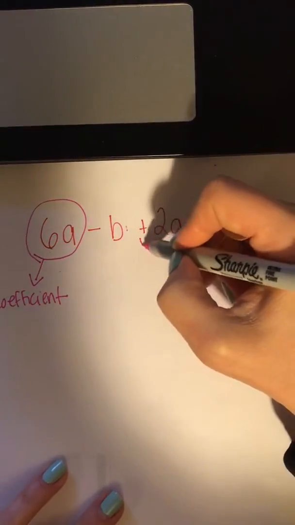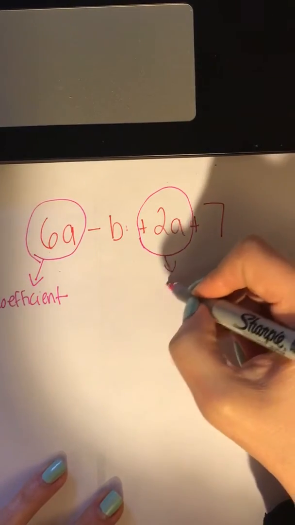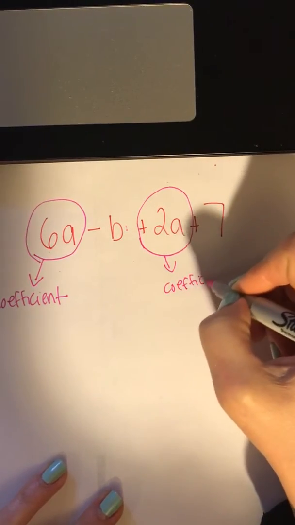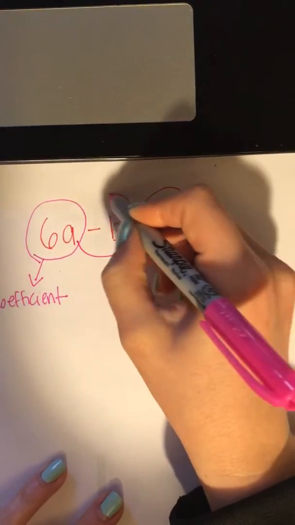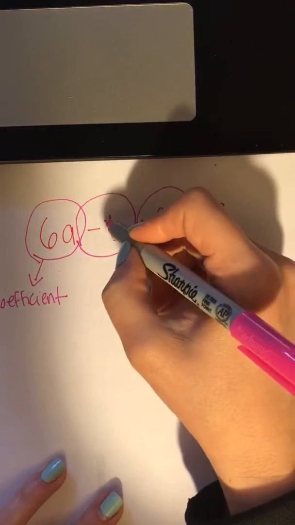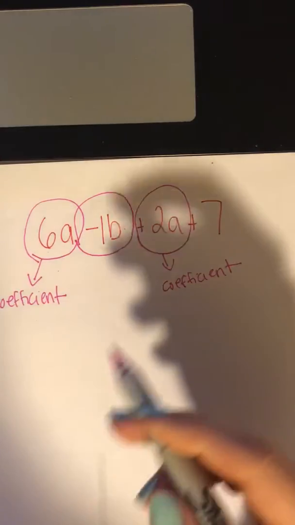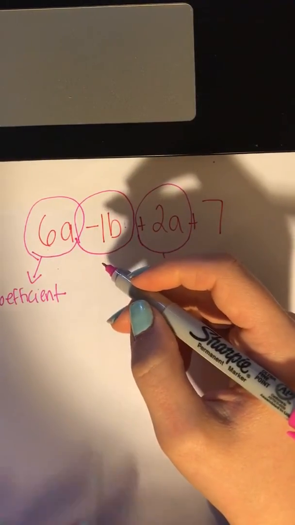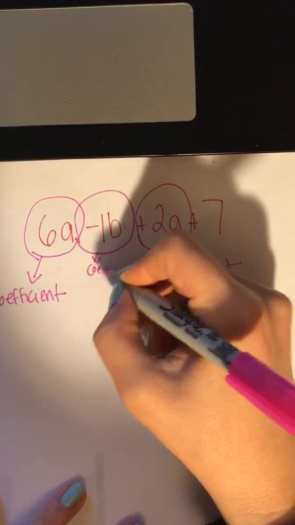I see another easy one right here. Okay, the coefficient of a is 2. And then there's another one here that you might not realize, which is this negative b, because there is an imaginary -1 here that you don't see, okay? So technically, the coefficient of b is -1. So coefficient.